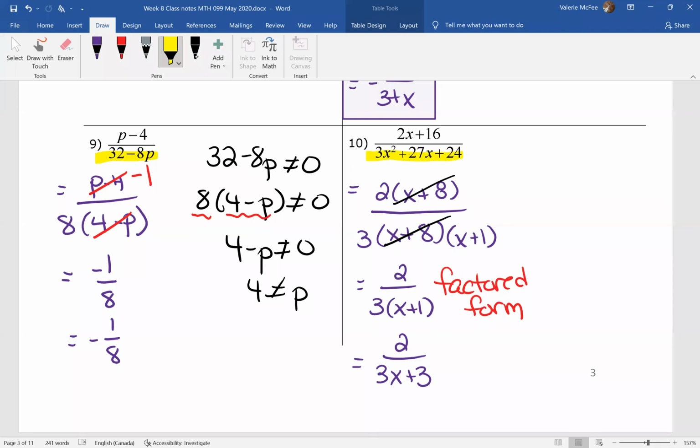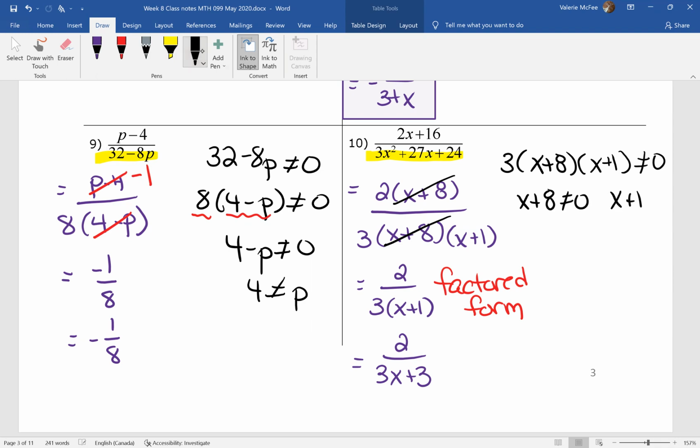We're looking for the restrictions. The denominator cannot equal 0. We already factored that, so I'm just going to write it out in factored form here. The denominator cannot equal 0. And I'm just looking at the factors that contain x. 3 is never going to equal 0. I see that x cannot equal -8 or -1.